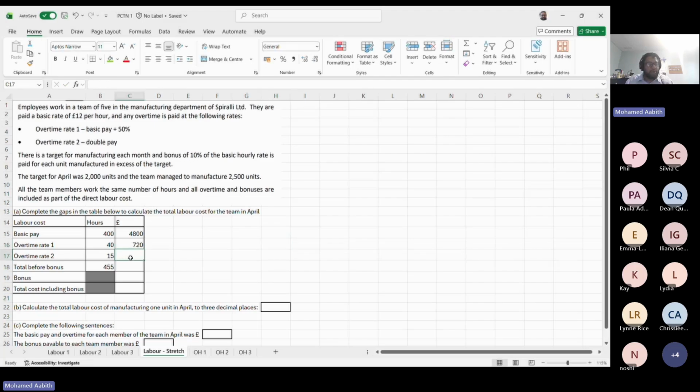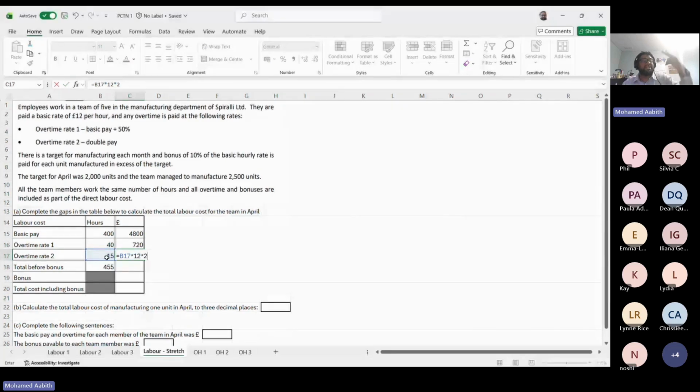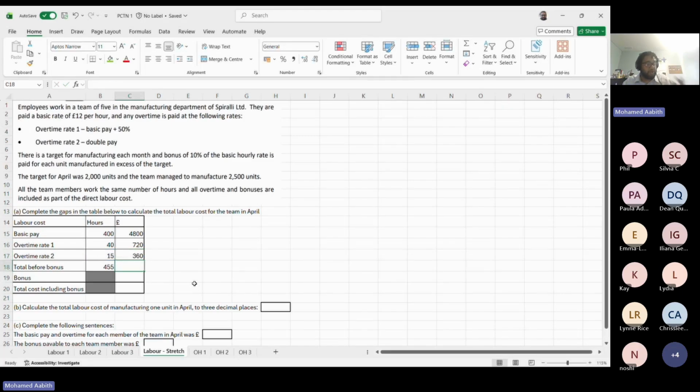Now let's look at the overtime rate 2. So this one is going to be 12 times 2, because this is the double pay. If it's going to be double pay, they will get £24 an hour. So the amount is going to be £360 there. Good. And they're saying here, what is the total before the bonus? What is the total before the bonus? Is going to be equal to these three numbers all added together. So let's do a sigma quickly.